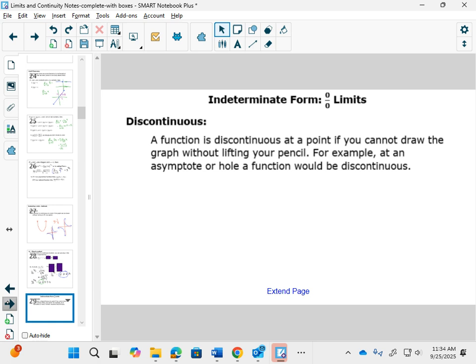And a function is discontinuous at a point if you cannot draw the graph without lifting your pencil. So we had this in grade 12 when graphs had holes in them. You actually have to stop at the hole, lift up your pencil, go on the other side of the hole, and draw. And then you would circle that hole afterwards to show that there was a point missing there. So an asymptote or a hole shows where a function is discontinuous.